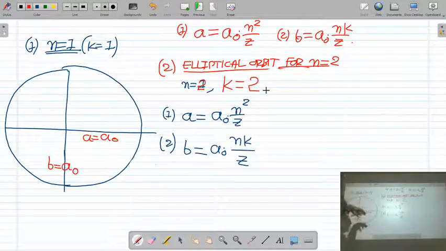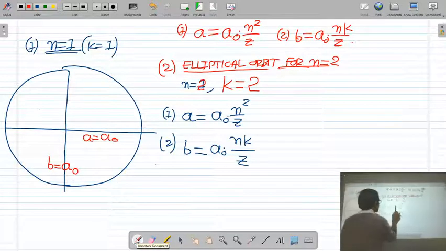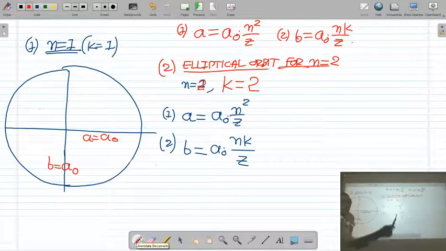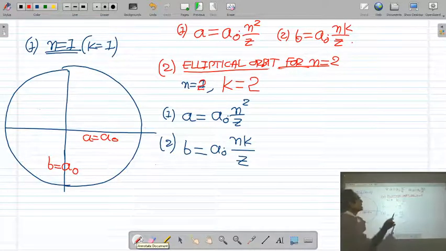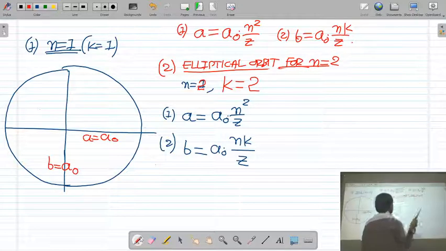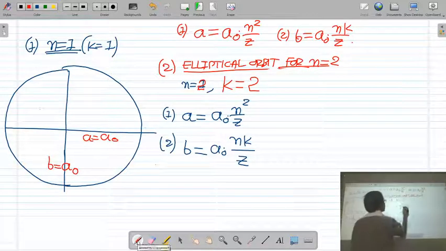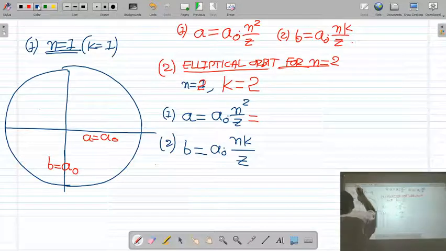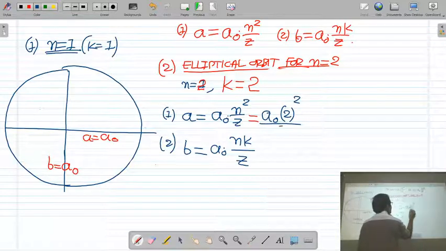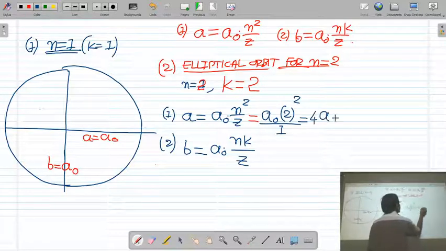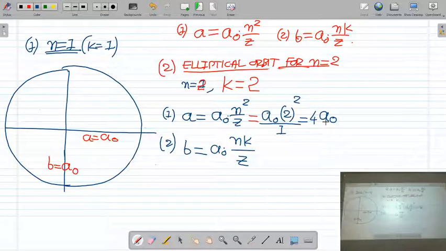Now if you take n equal to 2 and k equal to 2, you will get the semi-major axis of the ellipse. The ellipse is determined by semi-major axis a0 n squared by z, and semi-minor axis a0 n k by z. So let us substitute the values. a0 is the Bohr radius. Now n is 2, so 2 squared, and for hydrogen z is 1. So we get a semi-major axis of 4a0.